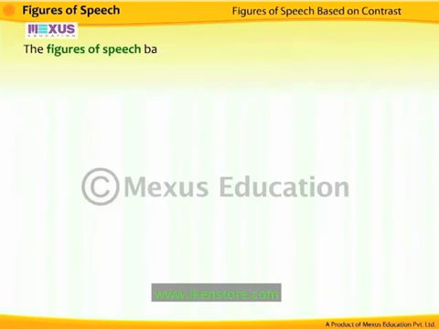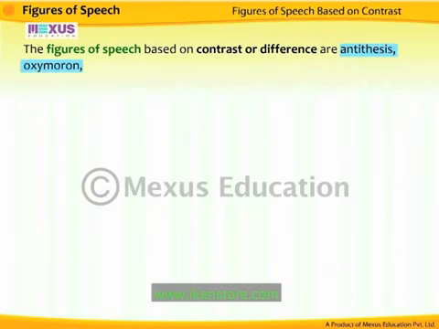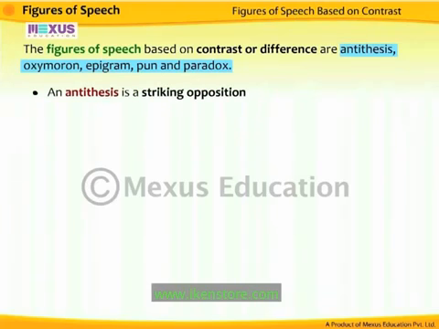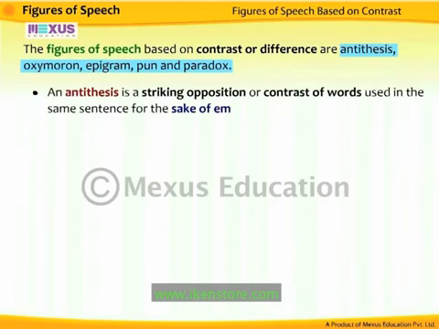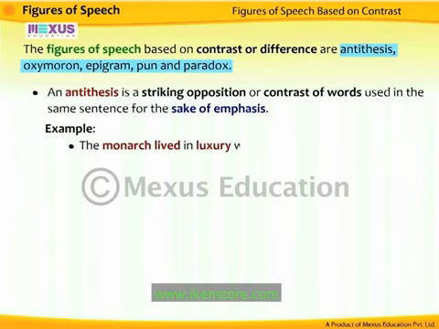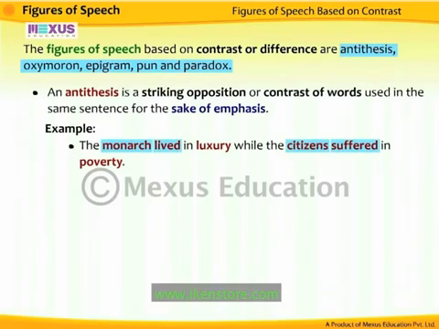The figures of speech based on contrast or difference are antithesis, oxymoron, epigram, pun, and paradox. An antithesis is a striking opposition or contrast of words used in the same sentence for the sake of emphasis. For example, the monarch lived in luxury while the citizens suffered in poverty. The words monarch and citizens, lived and suffered, and luxury and poverty are antithetical in nature.